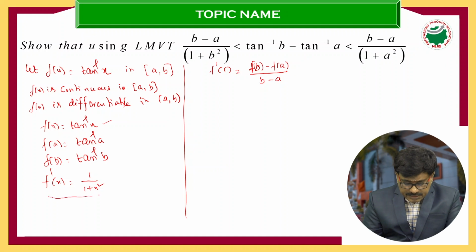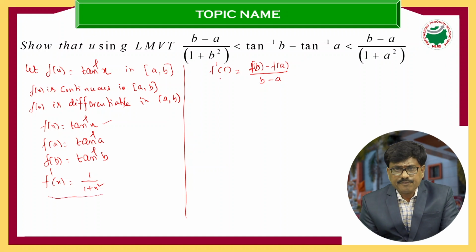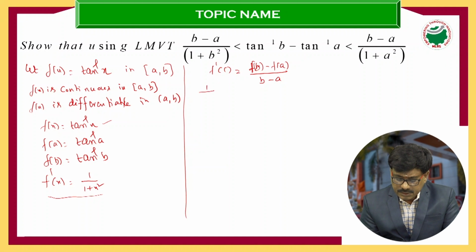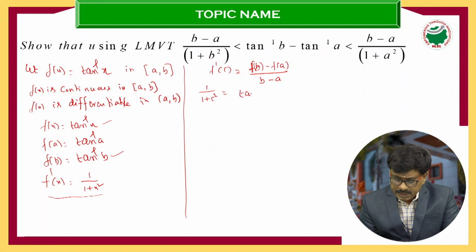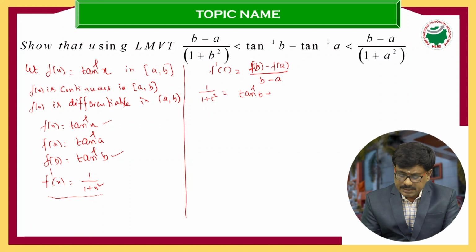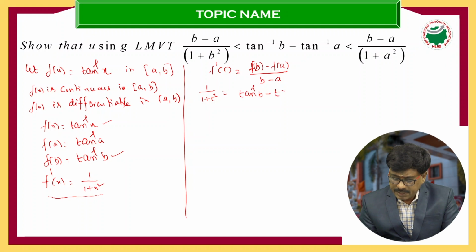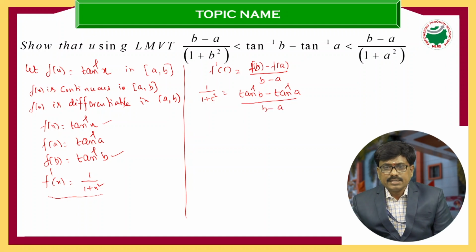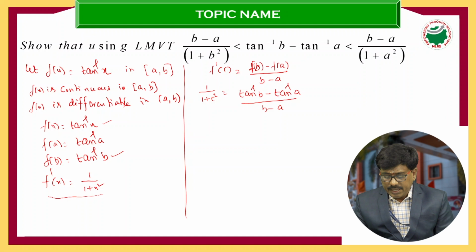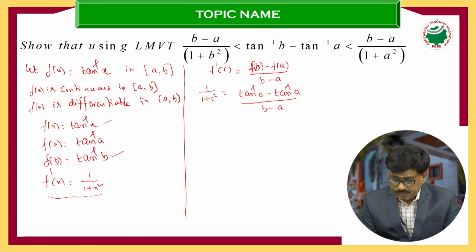Already we know f dash of x. We need to calculate f dash of c. What is f dash of c? 1 by 1 plus c square. What is f of b? Tan inverse of b, minus f of a, which is tan inverse of a, whole divided by b minus a. So what did we calculate? The f dash of c value becomes tan inverse of b minus tan inverse of a divided by b minus a.